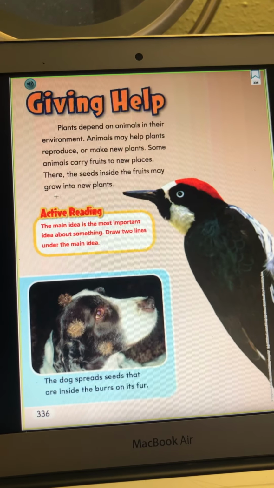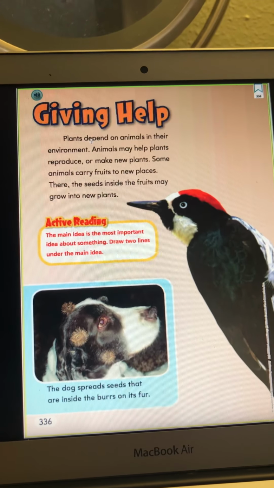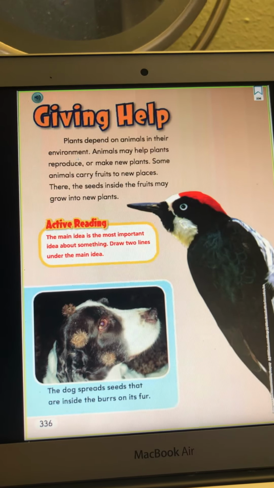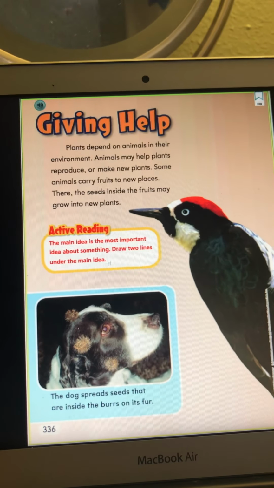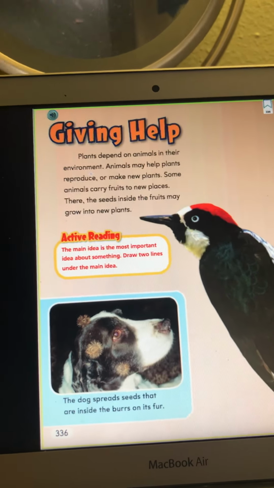Okay, this is actually asking about the main idea again. So the main idea here would be about how plants depend on animals and their environment. And two lines under the main idea. So you would draw two lines under this sentence.